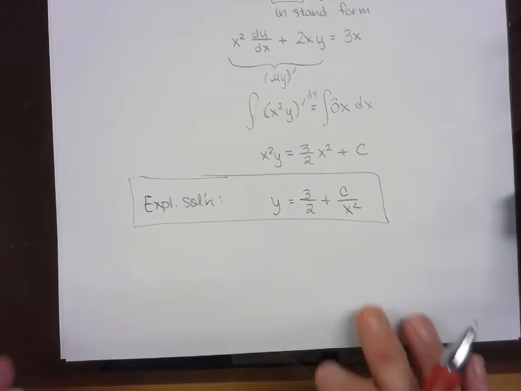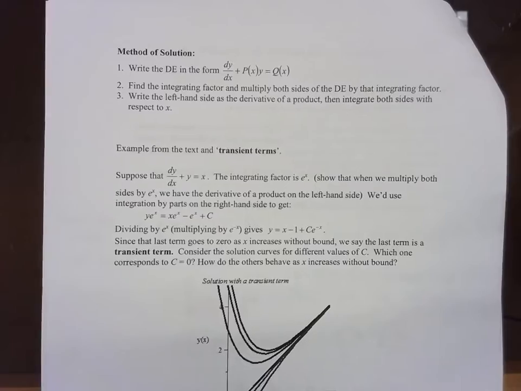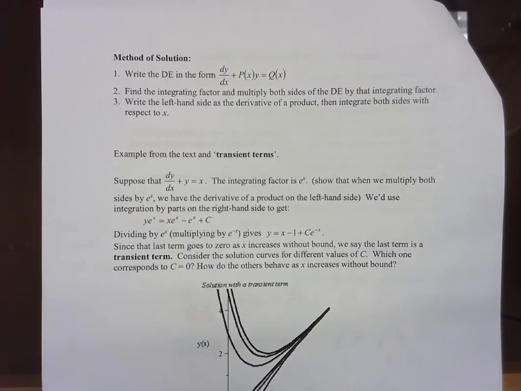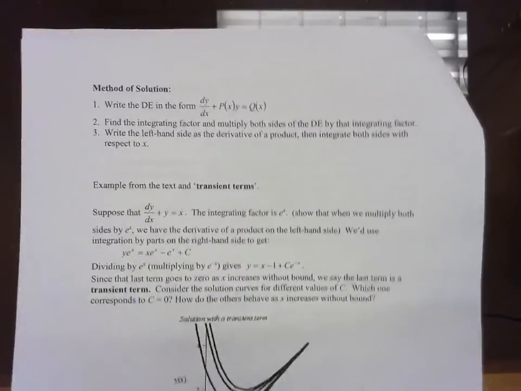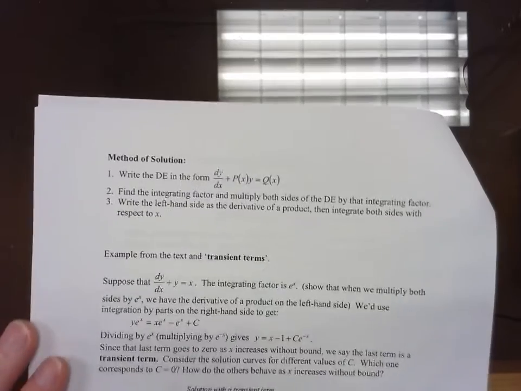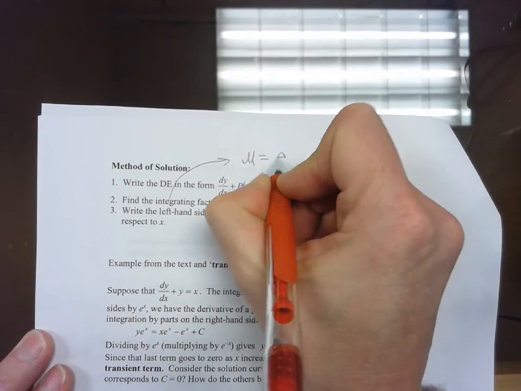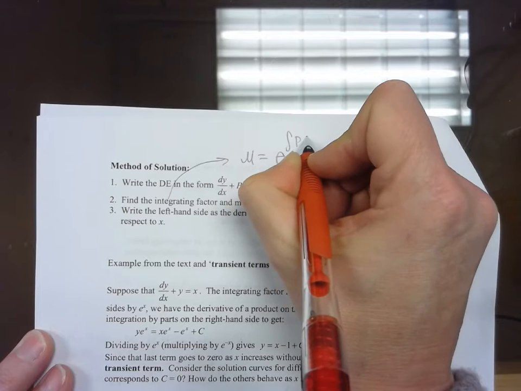Okay, so I'm going to go back and look at the previous page. It says the method of solution: first, write the differential equation in standard form, where there's nothing in front of dy dx. Then whatever is in front of the y is your p of x, and the right-hand side is your q of x. Step 2 says find the integrating factor. So the integrating factor is mu equals e to the antiderivative of p dx.